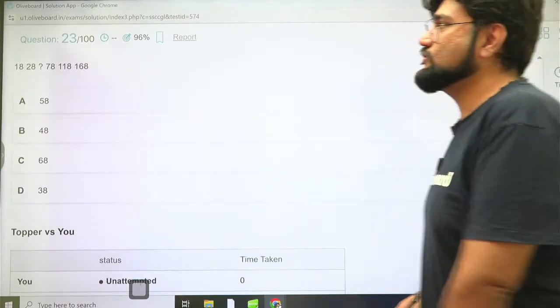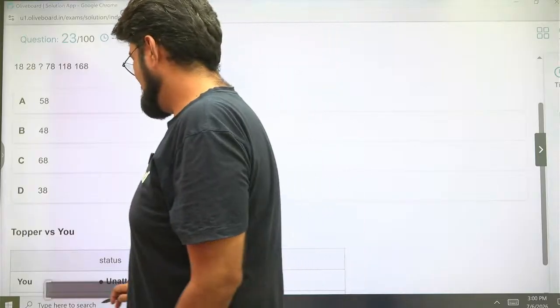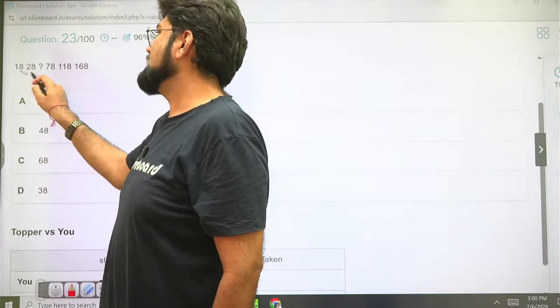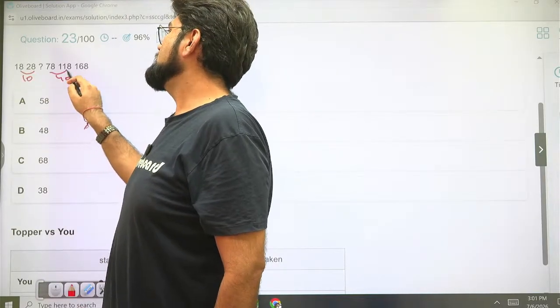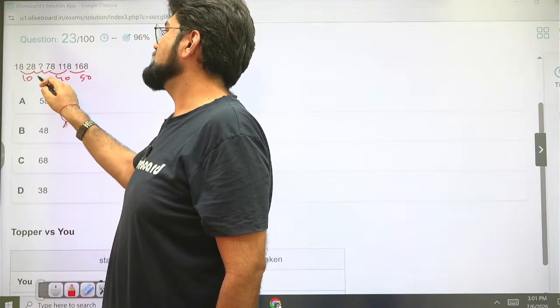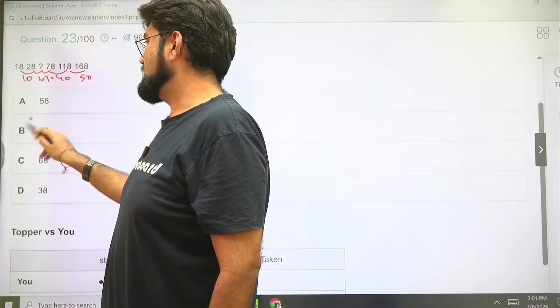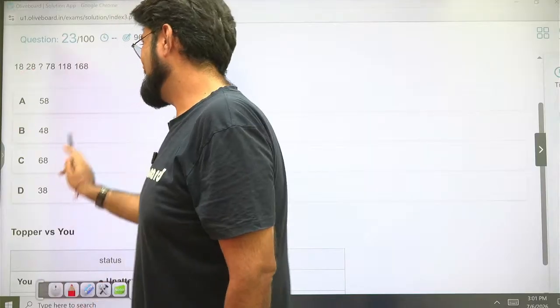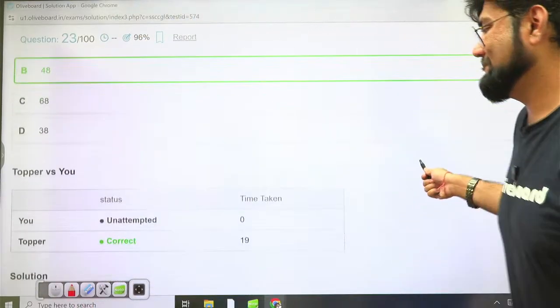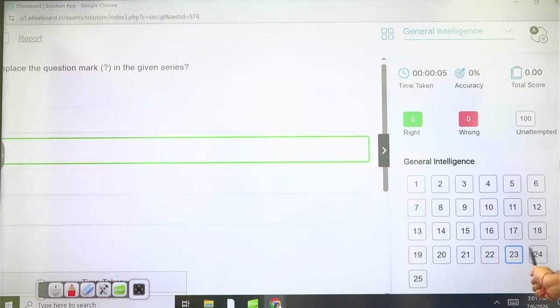Number series. If you see everything is ending in 8, that means the differences are all multiples of 10. This is 10, this is 40, this is 50. So this has to be 20 and 30. 28 plus 20 is 48, 78 minus 30 is 48. So option B is the correct answer. 19 seconds. Awesome. Next.